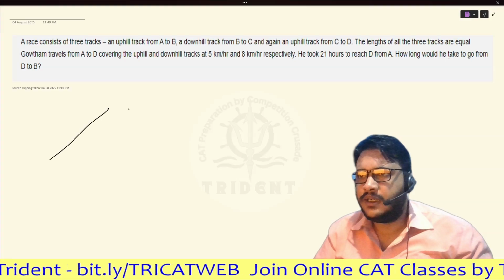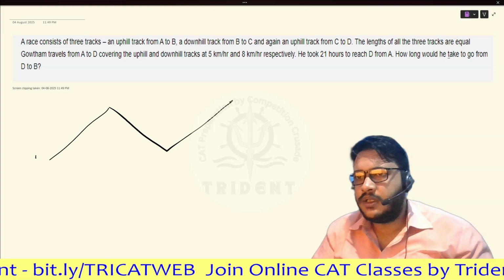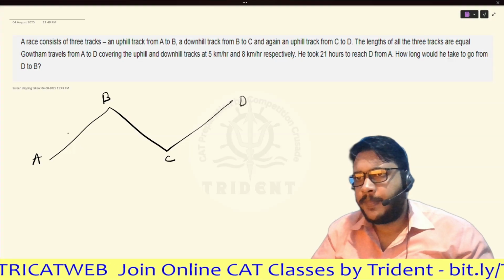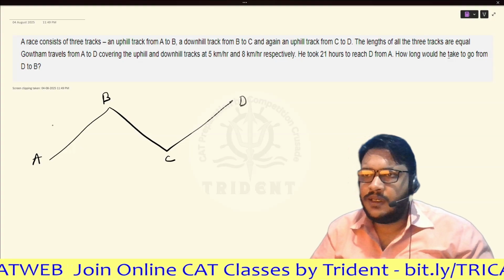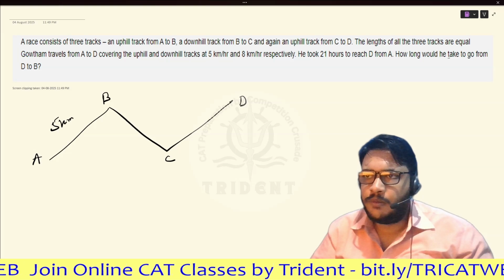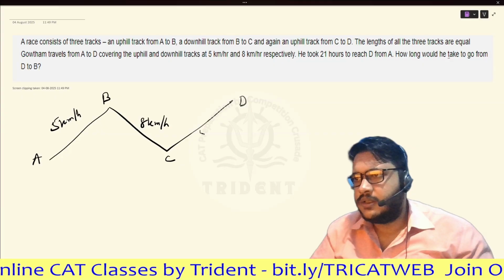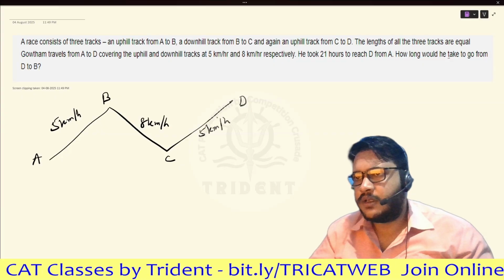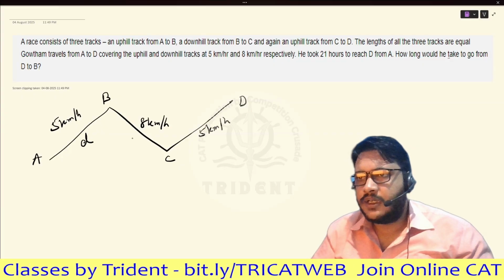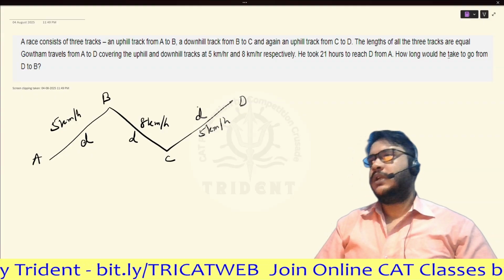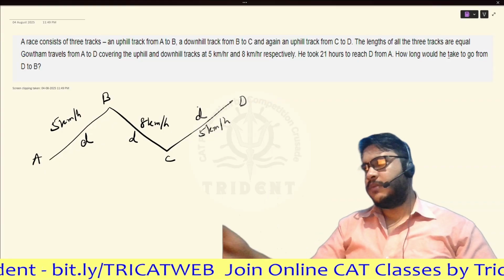Okay, let's understand this. So it is something like this: A to B, B to C, and C to D. Uphill is always at 5 kilometers per hour, downhill is 8 kilometers per hour. This is 5 kilometers per hour. In the question, it is given that all the distances are D. Now, the total time that he is taking to reach D from A is 21 hours.